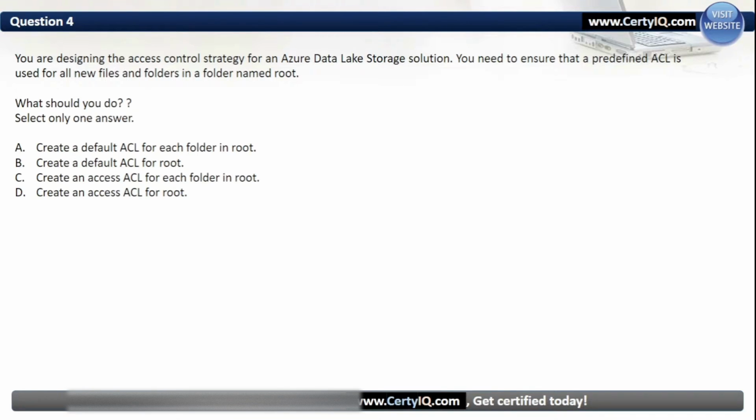Select only one answer. Our options are A. Create a default ACL for each folder in root, B. Create a default ACL for root, C. Create an access ACL for each folder in root, or D. Create an access ACL for root. The correct option is B. Create a default ACL for root.